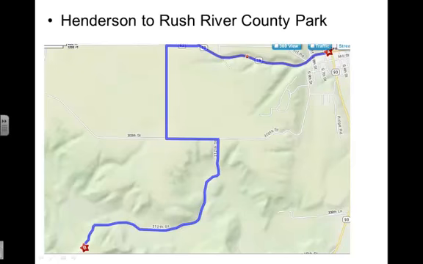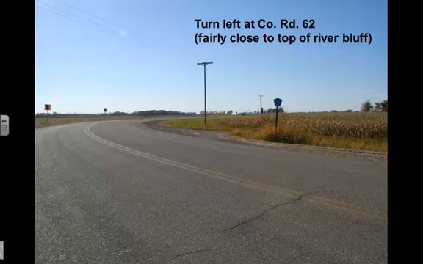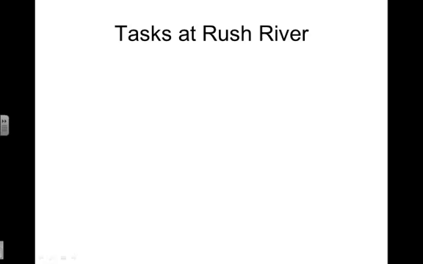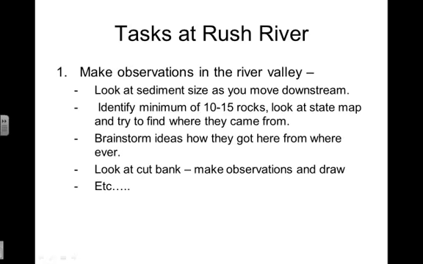Our route to our final destination, stop number 3, the Rush River County Park. The landscape from Henderson to the Rush River County Park is very flat cropland, as you can see. Another view, and this is another piece of evidence to the history of this area.